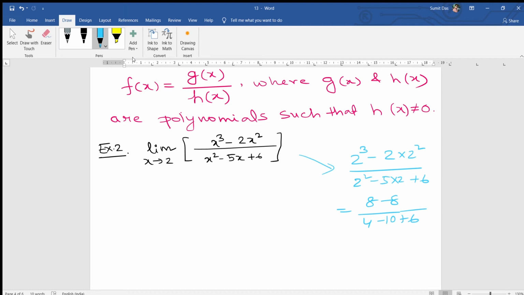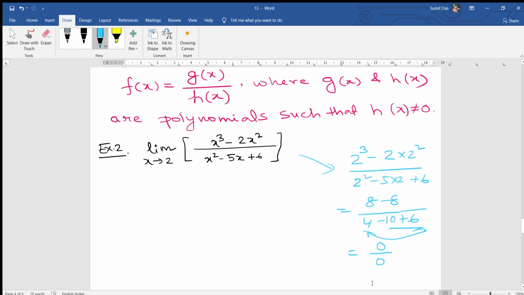Oh, I think you are doing it like this: 10 plus 6 is 16 minus 4. No, look, you are stuck in the Bodmas rule. 4 plus 6, that is 10, minus 10. So it will be 0 by 0 form. So you can't directly put the value here.